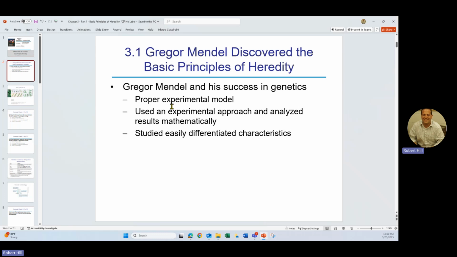So Gregor Mendel, who is considered the father of genetics, had great success. Why was he so successful? Well, he picked a great experimental model, the pea plant, and he used statistics, right? So he analyzed all the results mathematically, and with statistical power, now you can prove the results that he got. Right? So a little bit about the pea plant.